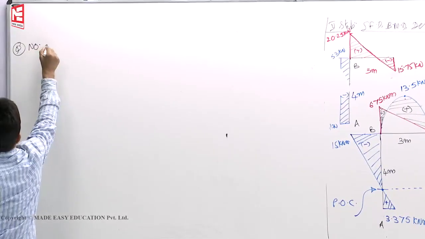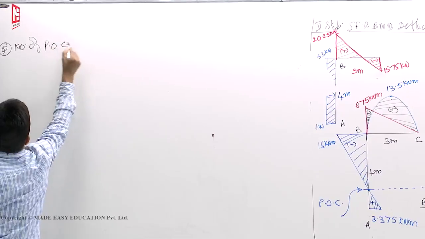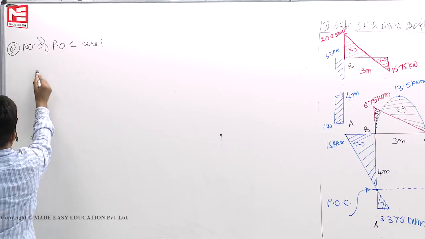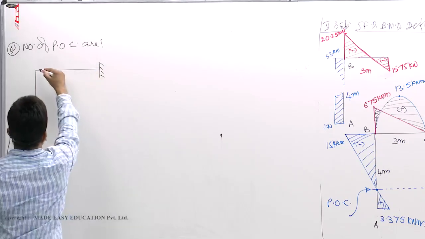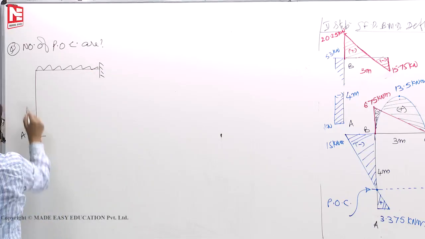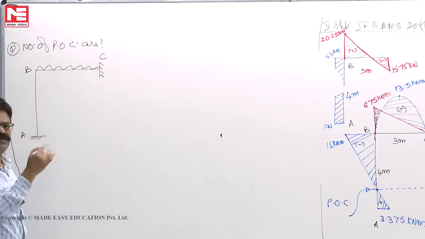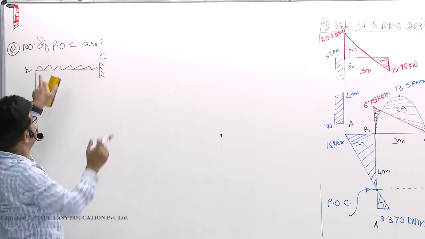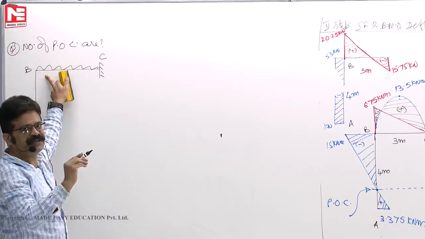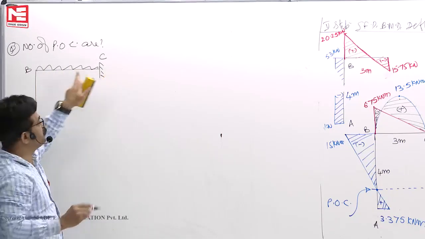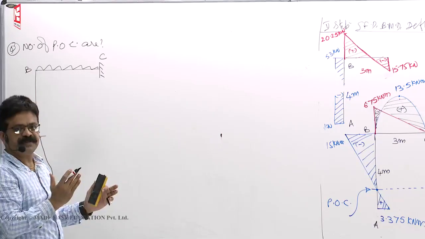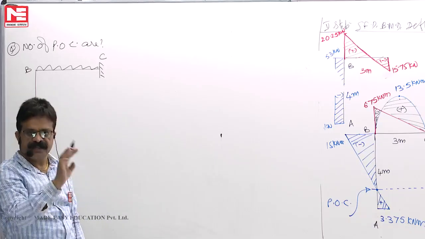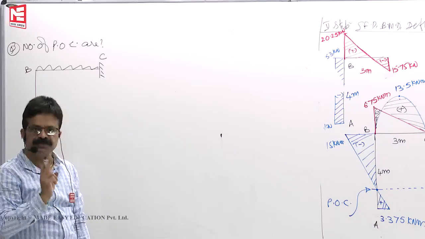This is how the questions will come. Number of POC are. Assume that we have a member like this A, B, C. That's all. No loading, nothing will be given. Now you see, individual members you have to see. BC member has a rigid joint, that means moment will develop here. That means BC behaves like a fixed beam. We have studied in the last chapter fixed beams subjected to loading, either UDL or point load. Number of POC are 2.